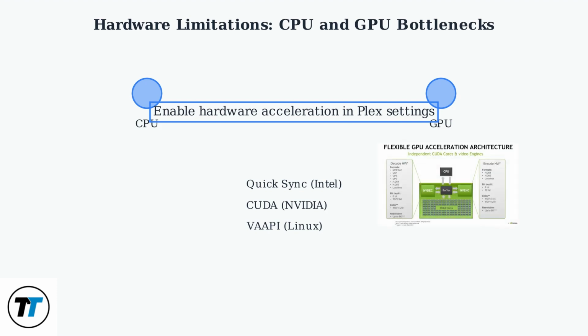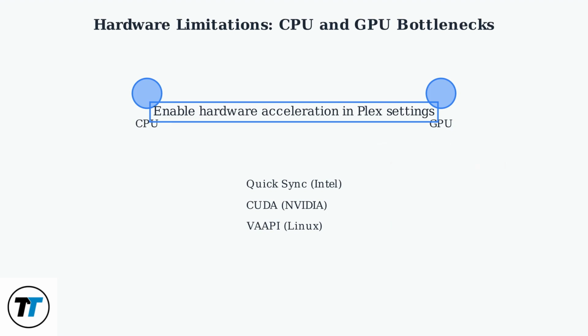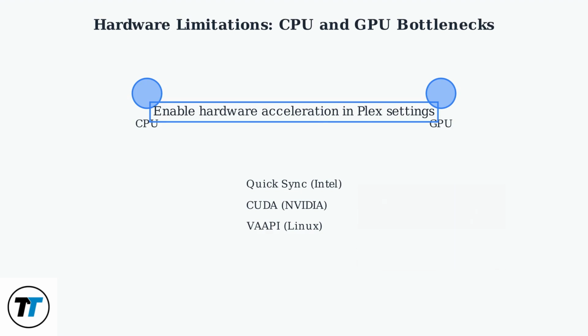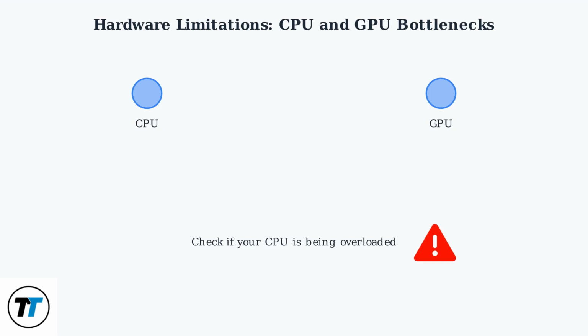For Intel processors, use QuickSync video technology. For NVIDIA GPUs, enable CUDA acceleration. On Linux systems, VAAPI provides hardware acceleration support. Finally, monitor your system to ensure the CPU isn't overloaded during transcoding.